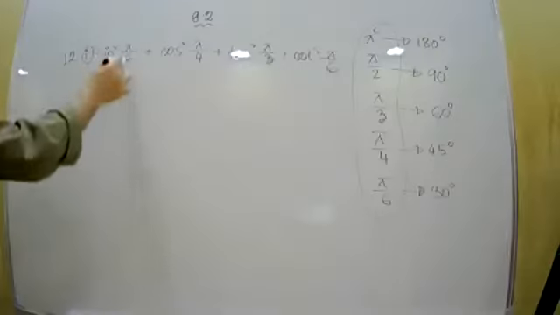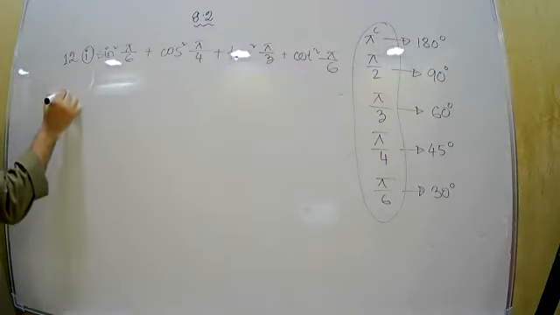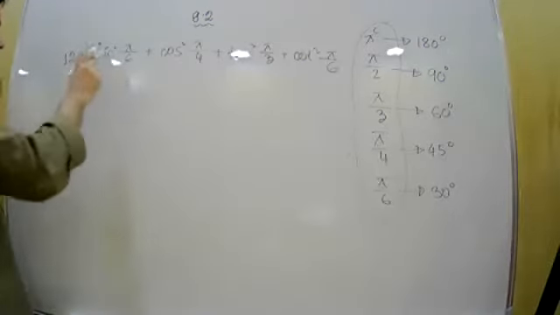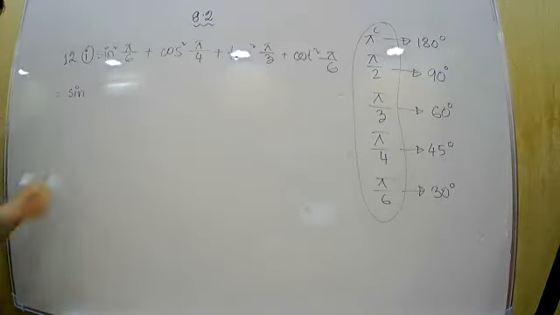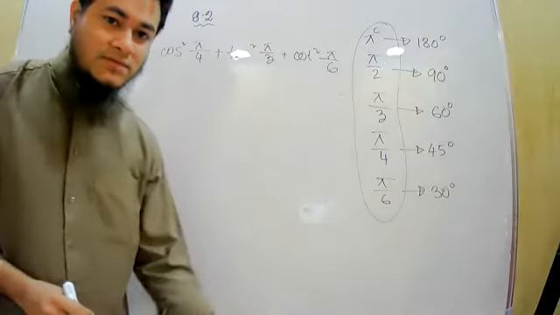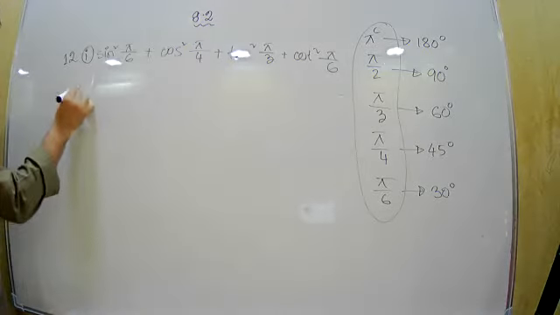Okay, so we can see pi by 6, pi by 4, pi by 3, pi by 6, all things are known to us. So it will be sine pi by 6. How much is it? Actually, we can put the values directly. Pi by 6 is 30 degree. Now, what is the value of sine 30 degree? 1 by 2. Okay. How?